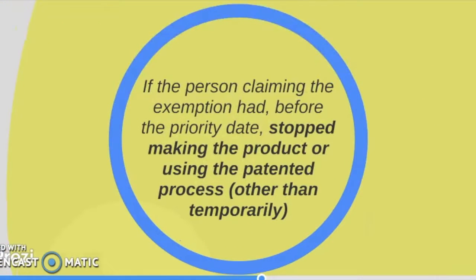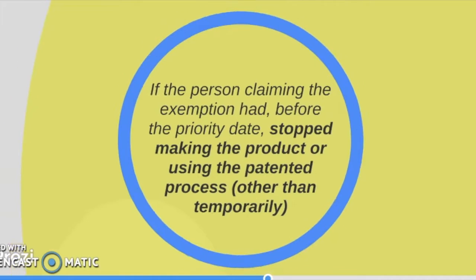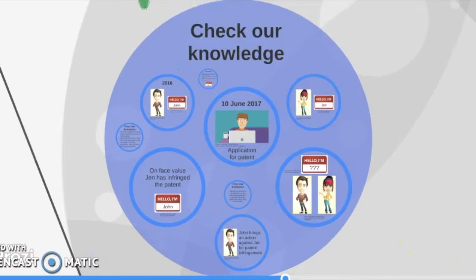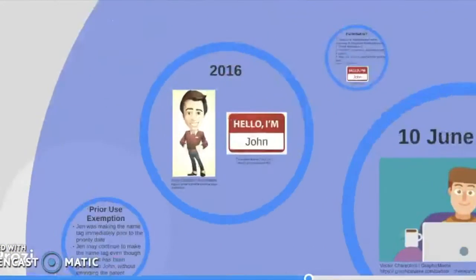The prior use exemption will also not apply if the person had, before the priority date, stopped making the product or using the process other than temporarily, or had abandoned the steps previously taken to make the patented product or use the process. So let's consolidate what we have learned about the prior use exemption so far.